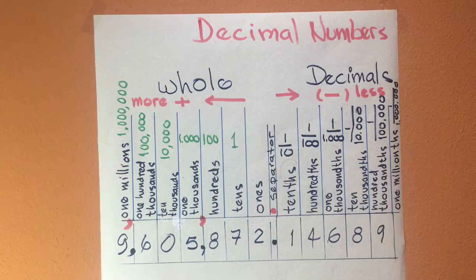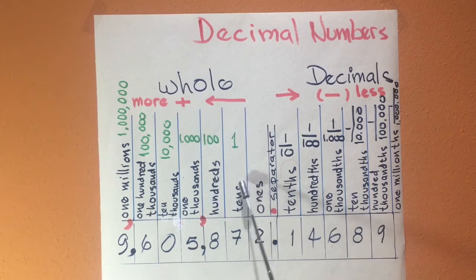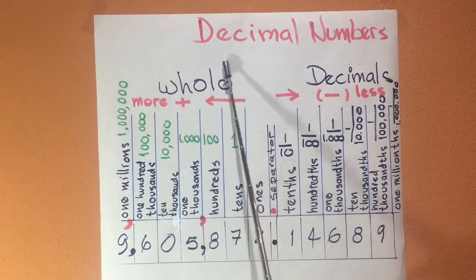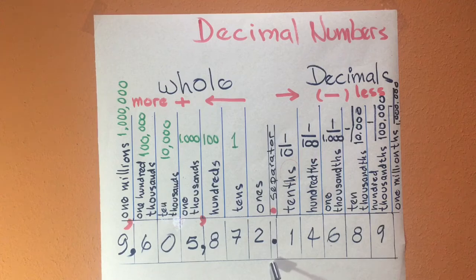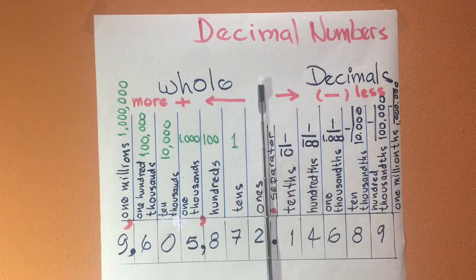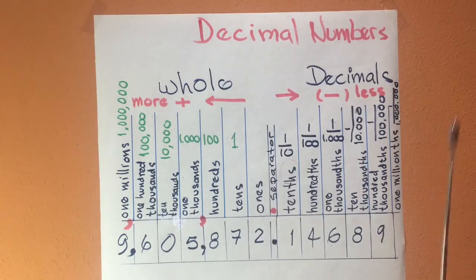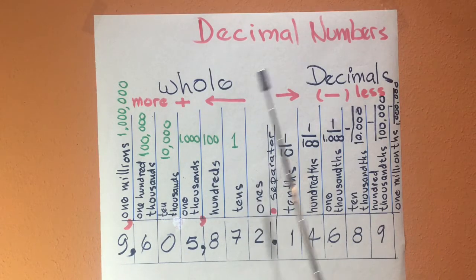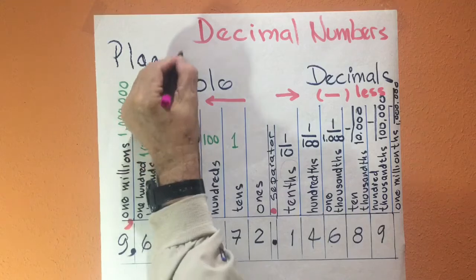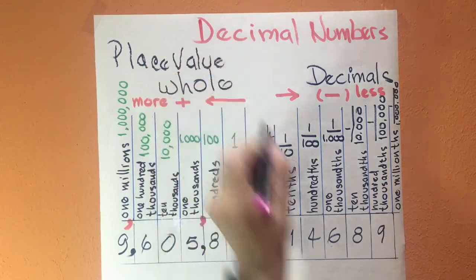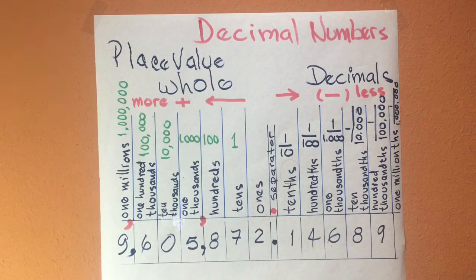Today's topic is about decimal numbers. As you know, numbers could be whole and also could be decimals. What's the situation? The situation is that we need to separate the whole part from the decimal one. How do we do that? We need to know what the place value is. Place value is telling you what places you're using.